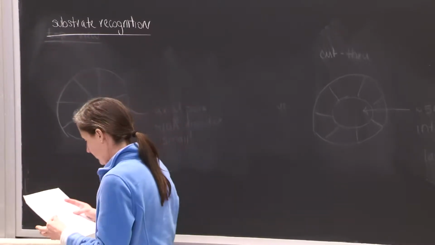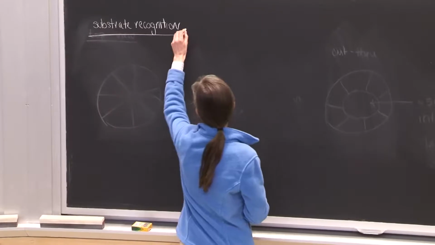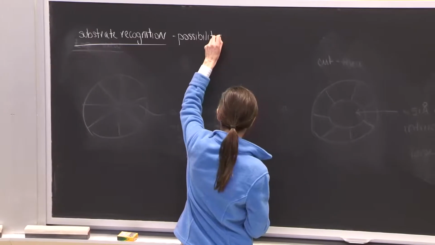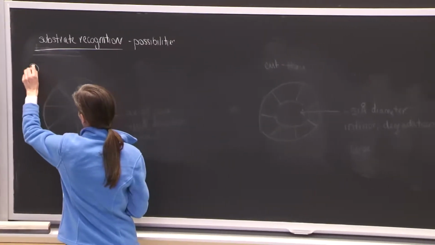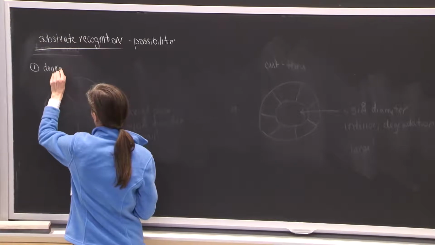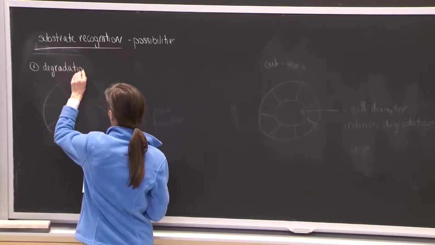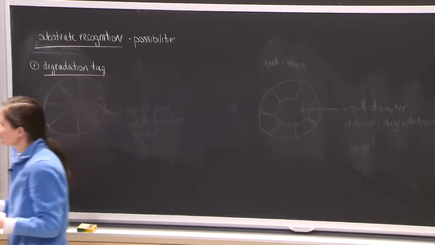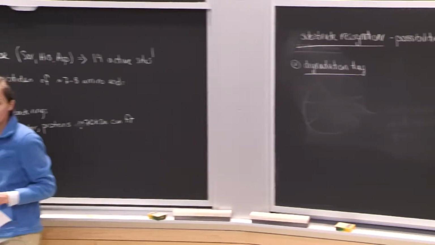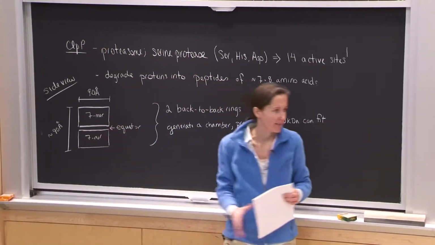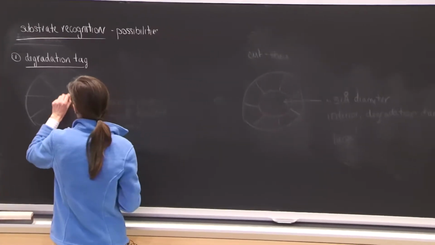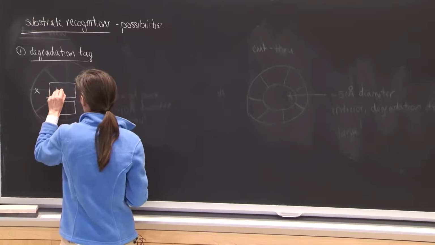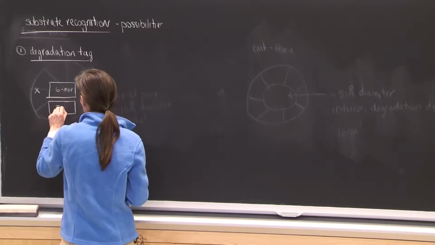Okay, and so what are possibilities? Okay, first, what we'll consider is a degradation tag. When I draw these cartoons, I'm only going to show one of the two rings for ClpP. It's not that it's only one, this is just for simplicity. But imagine that here we have X. Here we have P.